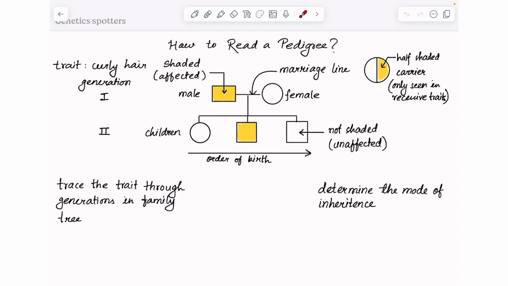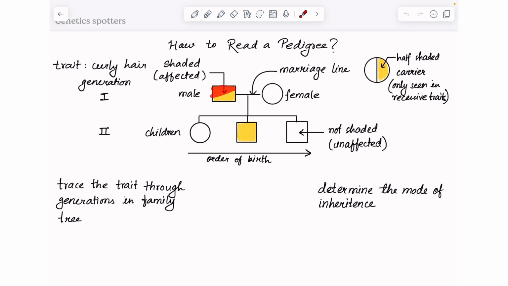But first, let's look at the basics of pedigree. In a pedigree, a circle means a female and a square means a male. This is a marriage line, and these are the children. The children are arranged in order of birth from left to right. That means this would be the oldest child and this would be the youngest child. The generations are shown using Roman numerals. So this is one generation and this is the other generation.